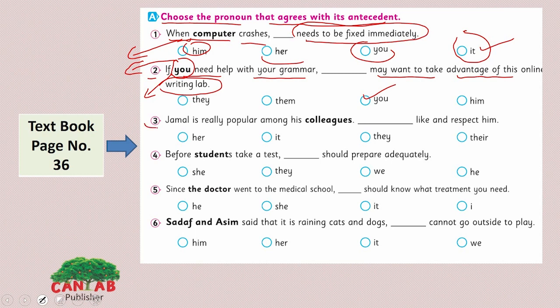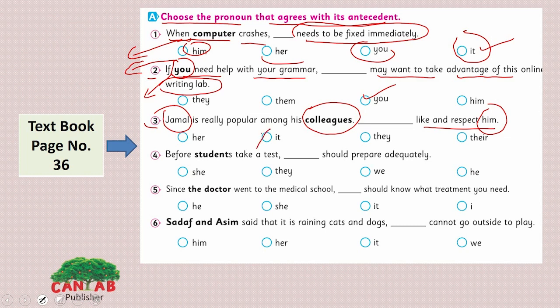Look at the third one. Jamal is really popular among his colleagues. They like and respect him. Here Jamal is the subject noun, and you have to use an antecedent pronoun for the colleagues, the bold word here. And here we have another pronoun, him. So you have to use the pronoun which refers to people or animals, to living things here.